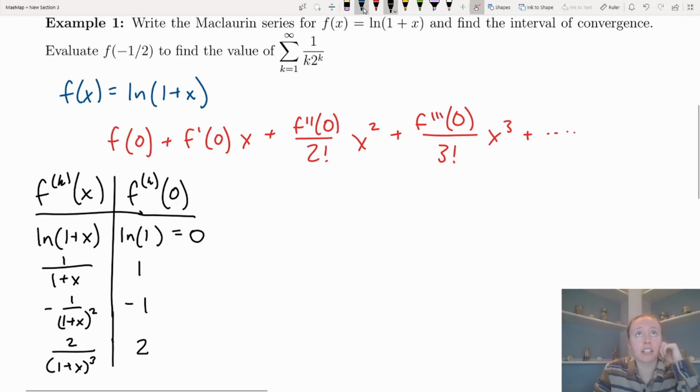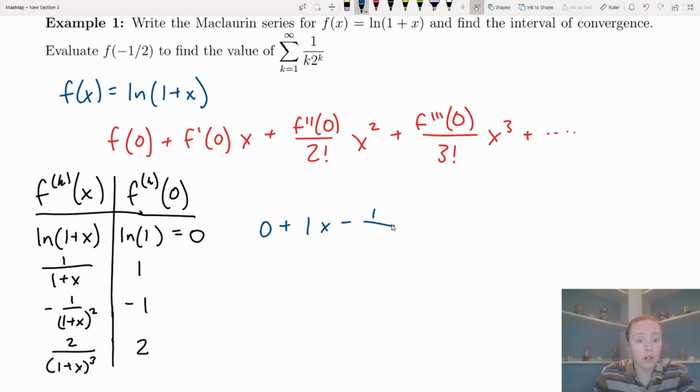So let's give this pattern a go. F of 0 we know is 0, so we're going to plug 0 in, and then we're going to add that to f prime of 0, which is 1, so that'll be 1 times x, plus, although look at this, that derivative is actually negative, so I'll subtract 1 over 2 factorial times x squared, and then I'm adding, because that next derivative is positive, 2 over 3 factorial times x cubed.